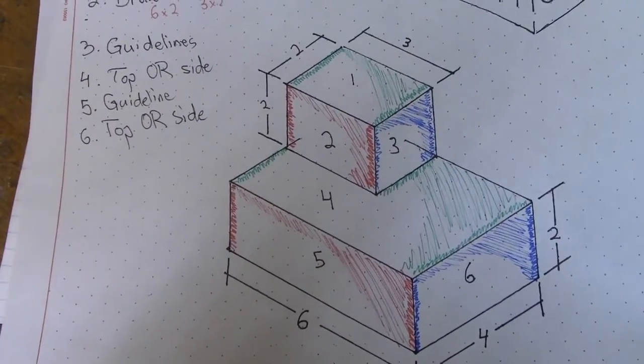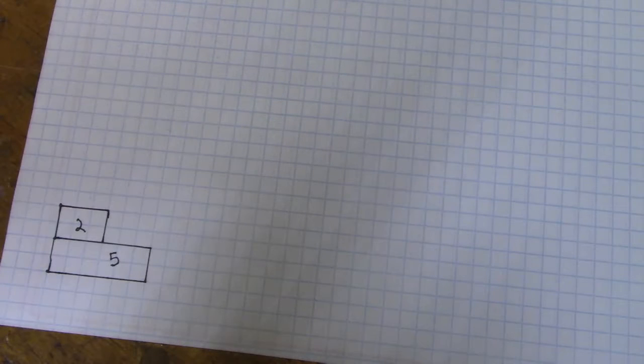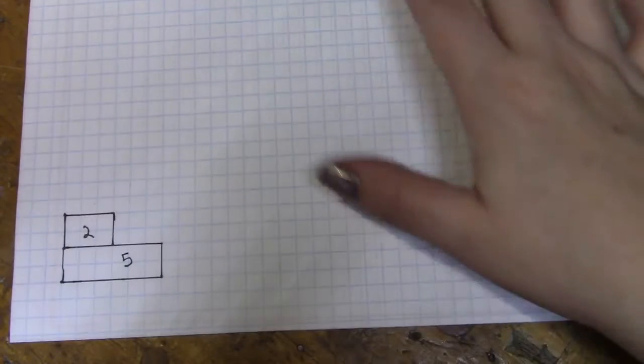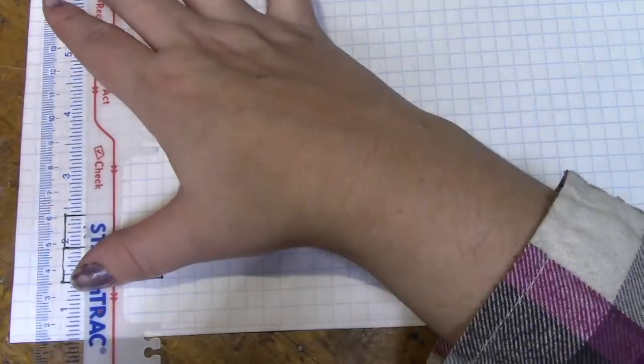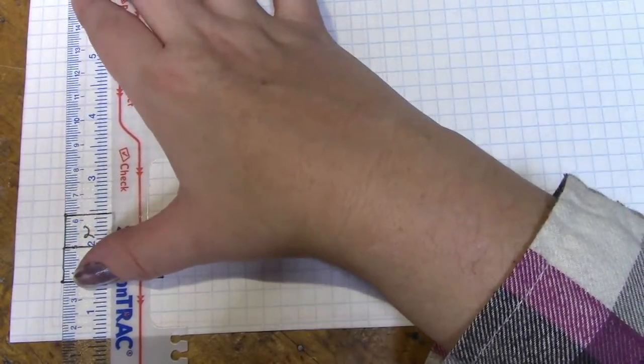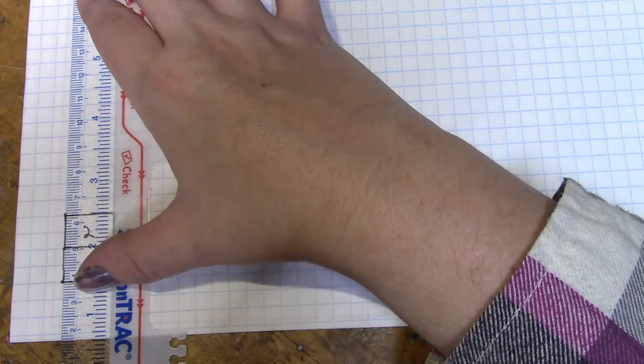I'll pause for a moment so that you can get caught up if you need to. So at this point, you are hopefully done with your front view. So now let's make some guidelines. Our next step is going to be to make guidelines, and you should do that with light pencil lines.